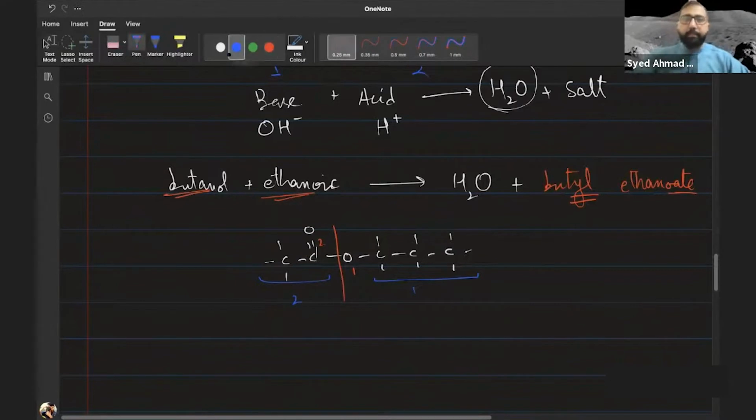Now how do we name this thing? This thing has 3 carbons, so it's going to be propyl. And that thing has 2 carbons, so that is ethanoate. That's it. That's how you name them.